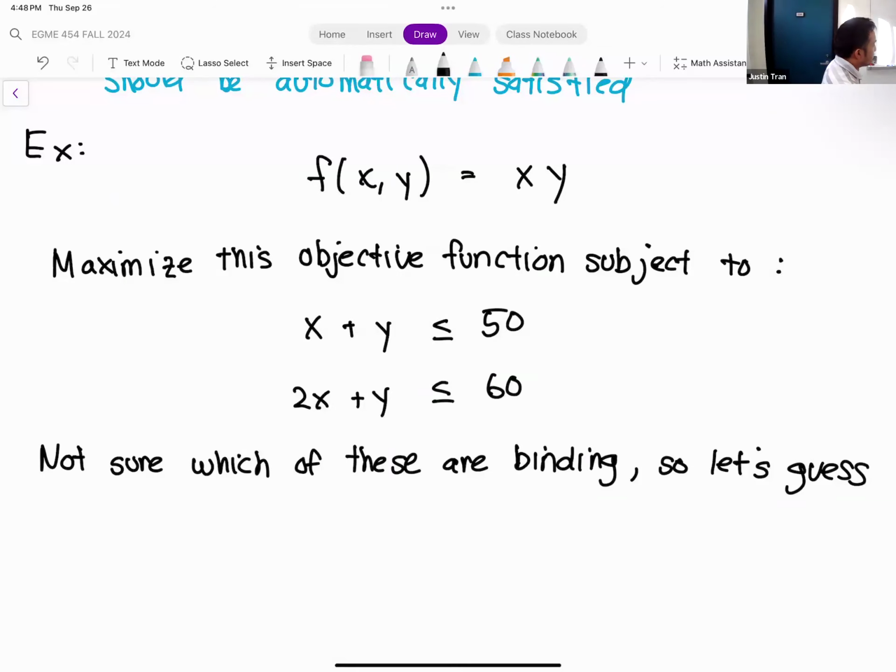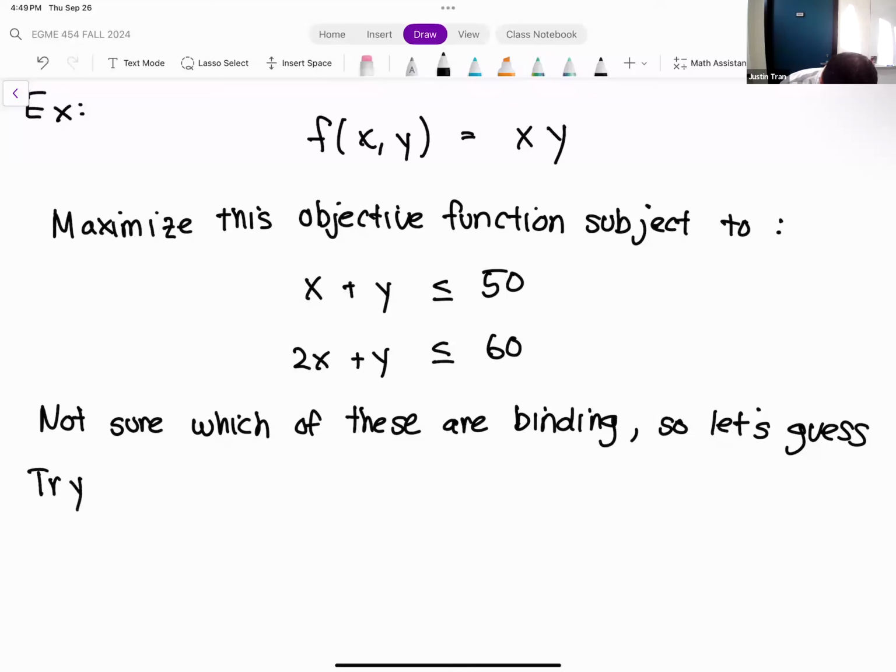Okay. So kind of the annoying thing for solving these types of problems, if you don't know which of the constraints are binding, is that you may end up having to solve the same problem many times over with different combinations of constraints. Unfortunately, that's just kind of how the method works. Once we move on to nonlinear programming, these problems will become easier. But because we're stuck with the classical methods, we're stuck with this guess and check.